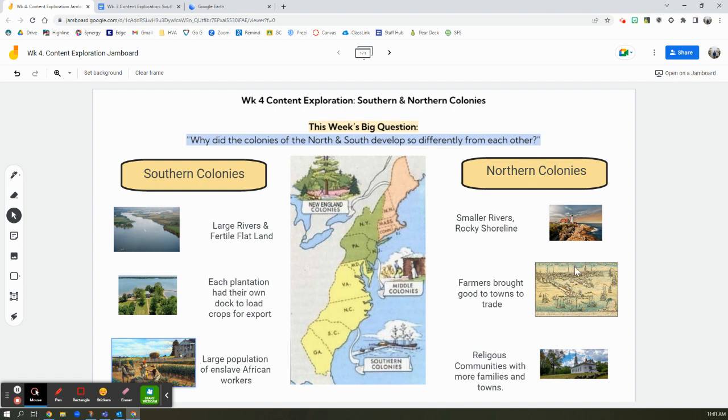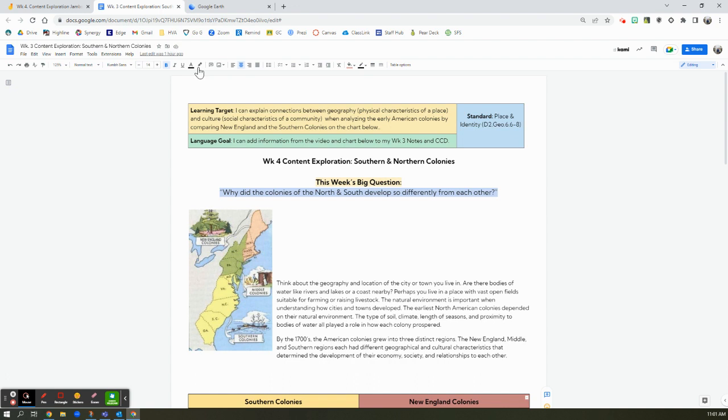Whereas in the northern colony, they had more towns. There was more religion. So on the one hand, they had more kind of industry and trade, but on the other hand, they also had more religious passion and fervor as well. So we're going to look into this this week, and we hope you have fun with it. Again, the idea is the connection between the place. So the standard that we're focusing on is the connection between the place and identity. So the physical characteristics of a place, like its geography, and then the culture or the social characteristics of the community that developed.